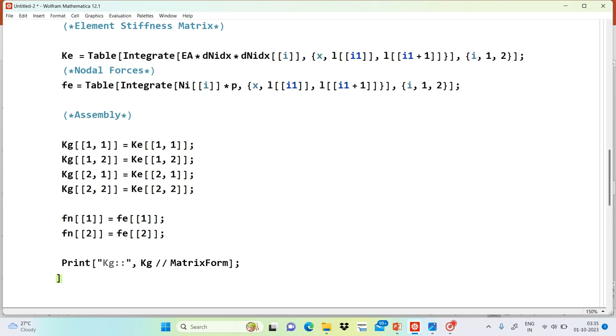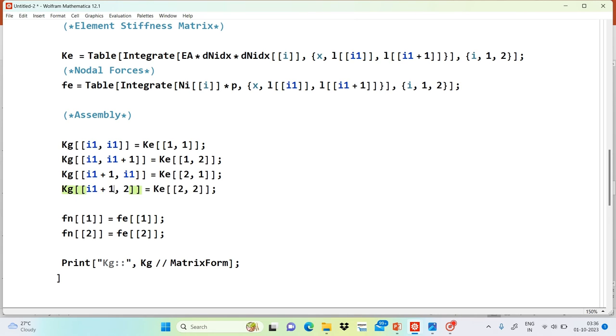We know that the element stiffness matrix has the size 2 by 2, so that can't be changed. But this we can replace as I1, comma I1. Here this I1, and this 2 can be replaced with I1 plus 1. Similarly, this would be I1 plus 1, and this would be I1. And this would be I1 plus 1, I1 plus 1. So let's see whether we are getting the right result.